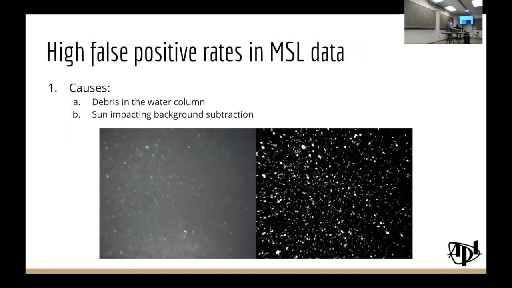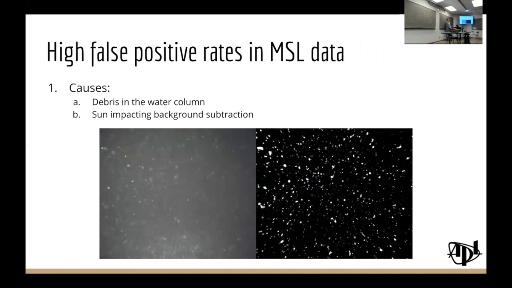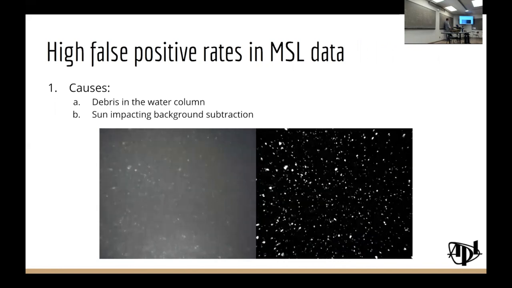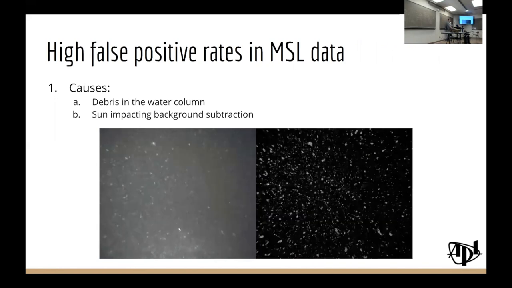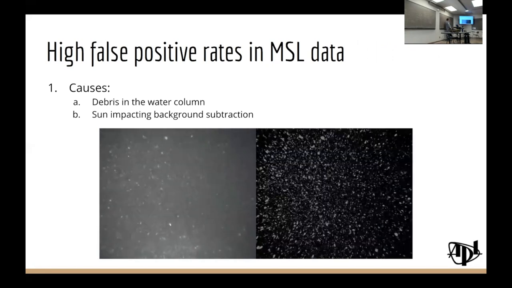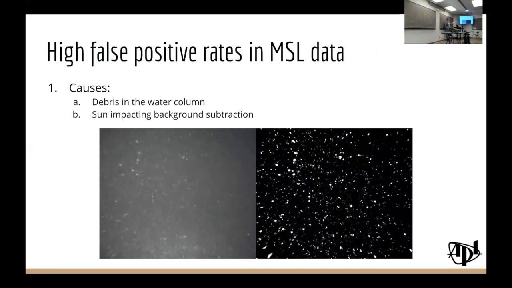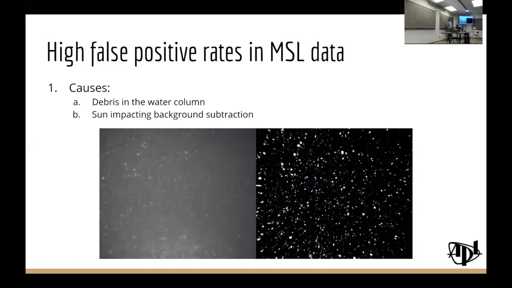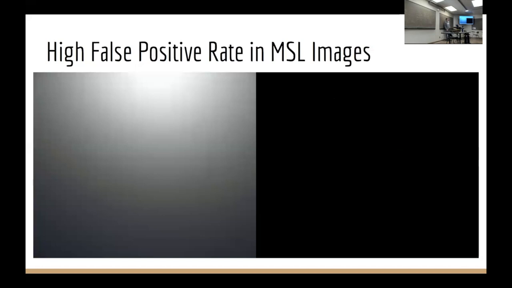However, when we apply this to the MSL data, we found that there were a lot of false positives. And this isn't exactly shocking, but it was quite a bit higher than expected. So here we can see turbidity. This is at night, so there's zero light splashing. And this amount of noise was pretty difficult. We also found, and this is very shocking, that the sun was impacting the images a lot. This is an image of us just looking at the sun in the water column.